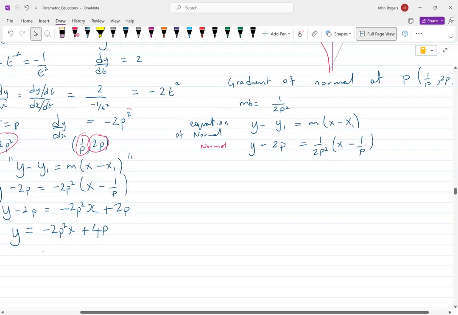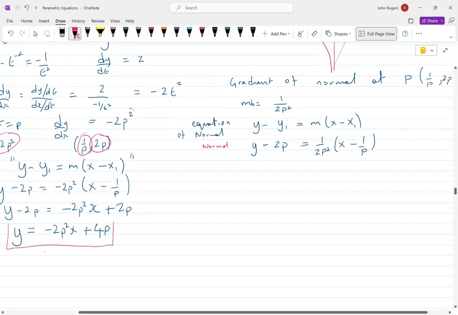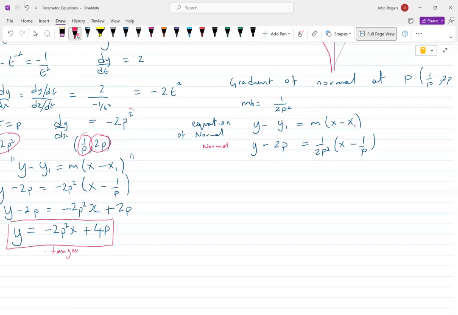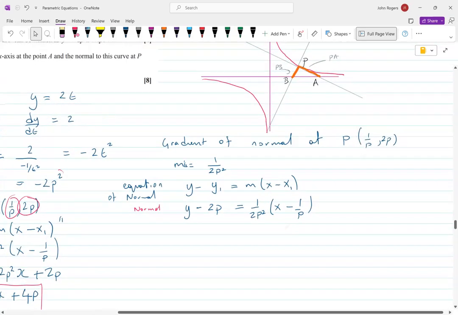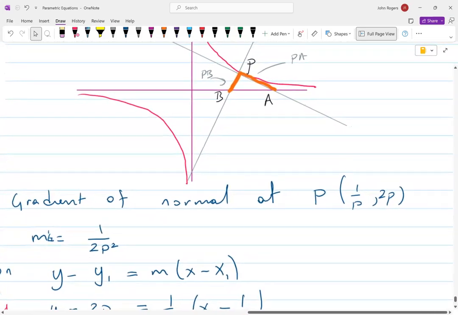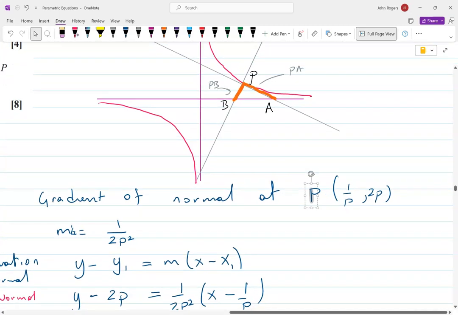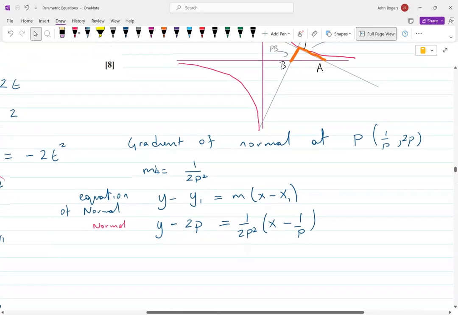Just to remind ourselves, in part A they asked us to find the equation of the tangent. But we don't need to tidy up like we did before, because it doesn't ask for the equation of the normal in any particular simplified form. What the question is about is finding the ratio of PA to PB. So we need the coordinates A by considering the equation of the tangent, and the coordinates B by considering the equation of the normal. Let's do B first.